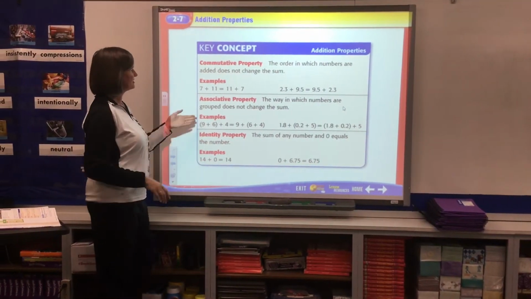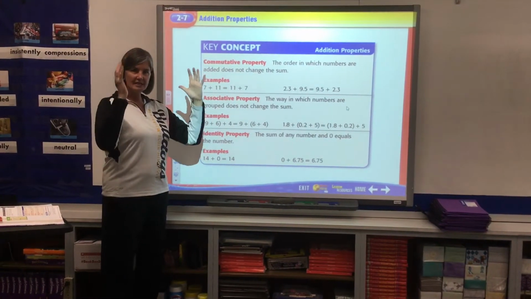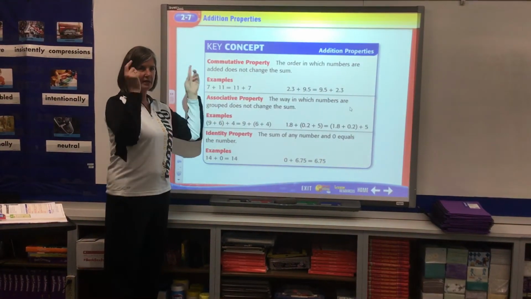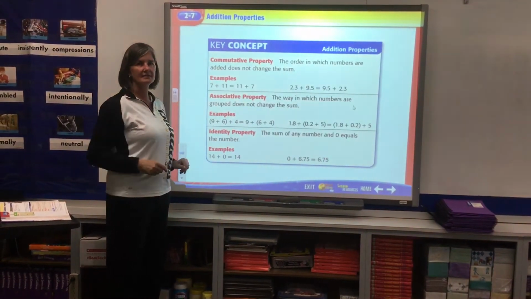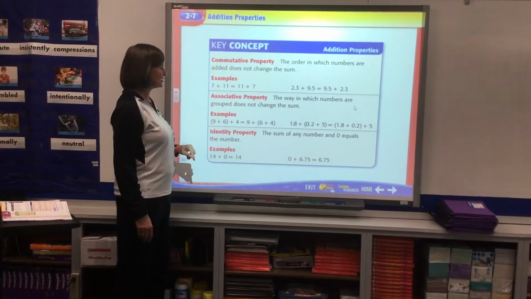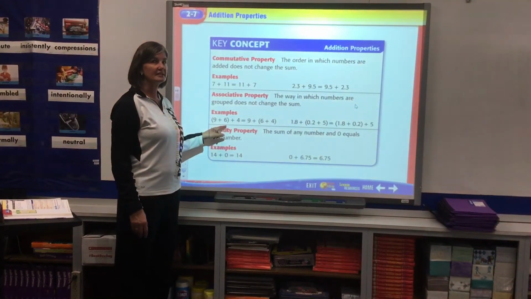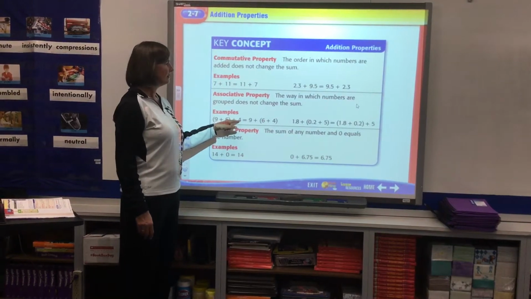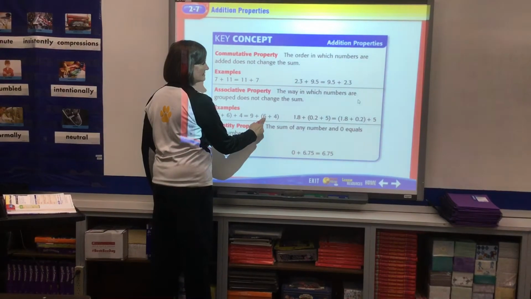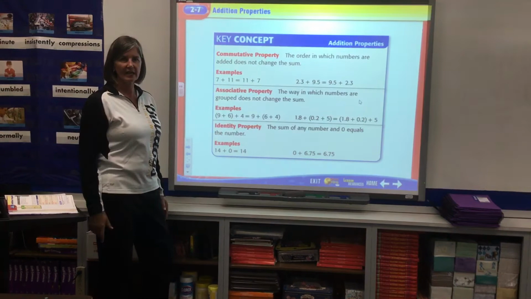Our second property is the associative property, all right? And I try to tell the kids, when you see those parentheses, you know that you're talking about the associative property. So kind of put that in your mind. Parentheses means associative property. And that says the way in which numbers are grouped does not change the sum. So in this example here, we could add 9 plus 6 first, that's 15, and then add the 4, that's 19. Or we can group it a little differently and first add 6 plus 4, which is 10, and then add the 9 in, and that way we still get 19.